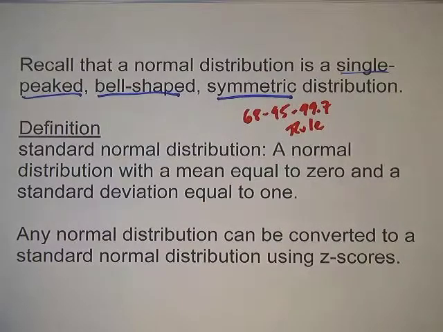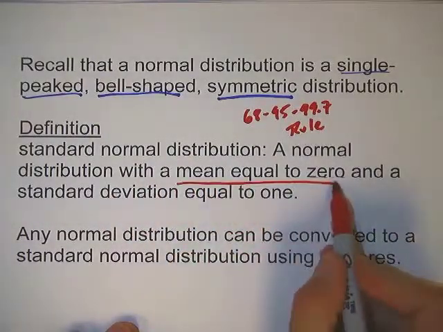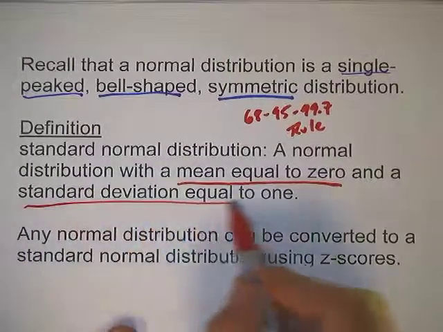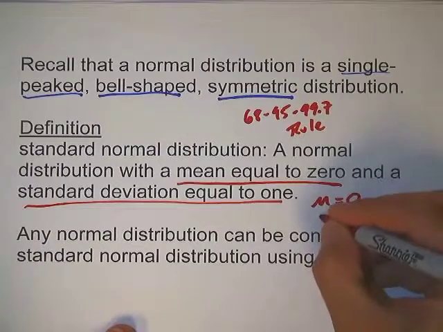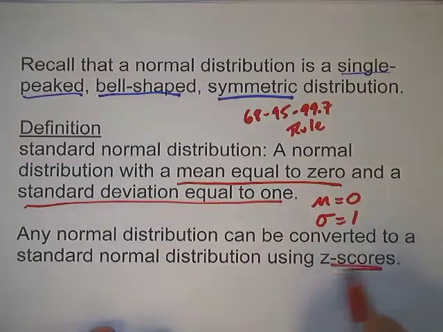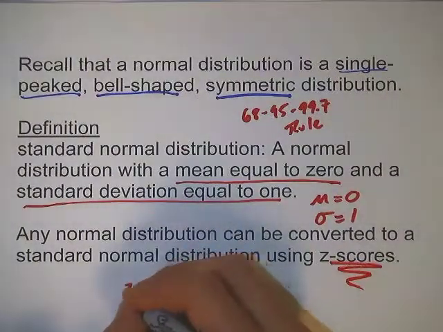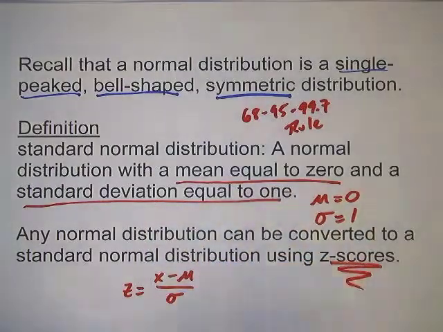Now, a standard normal distribution is again a type of normal distribution, but it has a mean equal to 0 and a standard deviation equal to 1. If we notate that, mu would equal 0, sigma would equal 1. Or if you're dealing with a sample, x bar would be 0 and s would be 1. Any normal distribution can be converted to a standard normal distribution using z-scores. And remember the formula for a z-score if we're dealing with a population is x minus mu over sigma.